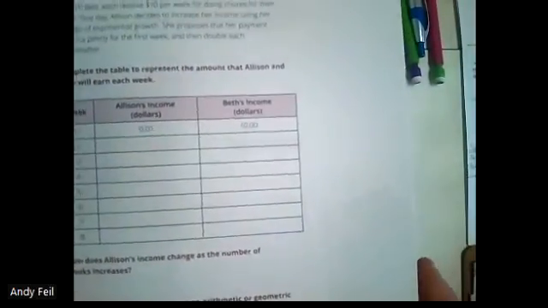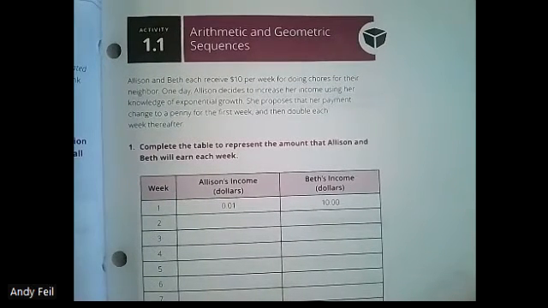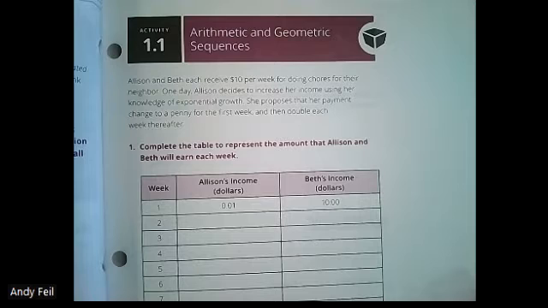Right here. This one right here, arithmetic and geometric sequences. Here we go. Let's figure this out. Allison and Beth each receive $10 per week for doing chores for their neighbor. One day, Allison decides to increase her income using her knowledge of exponential growth. She proposes that her payment change to a penny for the first week, and then double each week thereafter.